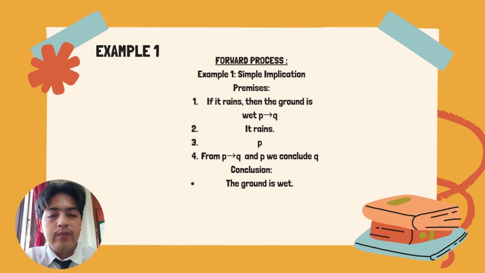So for example 1 of the forward process, using a simple implication. For the premises, number 1 is, if it rains, then the ground is wet, so it is P implies Q. For number 2, it rains, which we label as P. Next, from P implies Q, and from P, we conclude that Q. So the conclusion is the ground is wet.